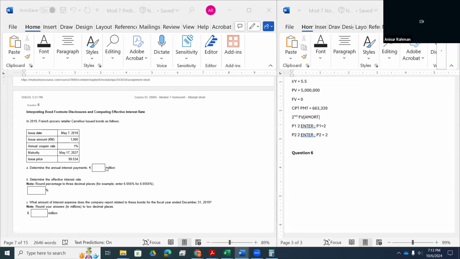Determine the annual interest payment. So the annual interest payment is equal to our face value times our annual coupon rate, 1%, 0.01, which will be 10 million. We did not divide by 2 because it is talking about annual interest payment.